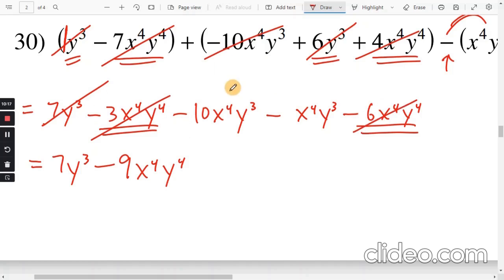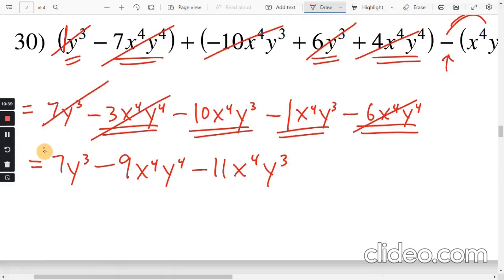And here we have x to the 4th, y to the 3rd. X to the 4th, y to the 3rd. The coefficient right here is automatically a 1. Okay, so we have negative 10 plus negative 1. That's going to be negative 11. And then rewrite x to the 4th, y to the 3rd. Final answer.